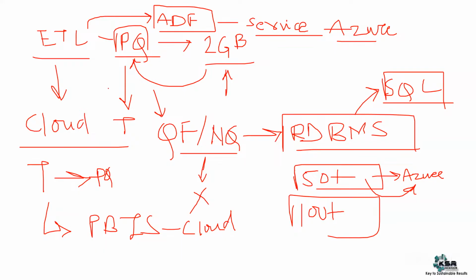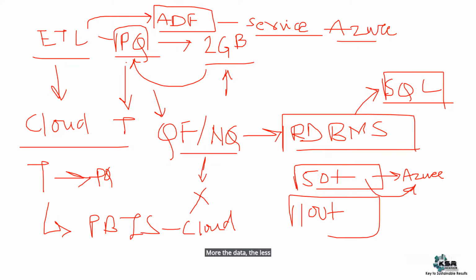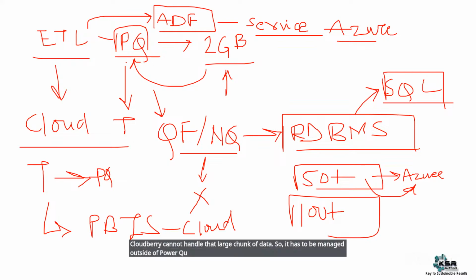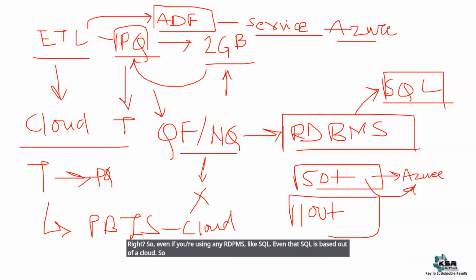And why do we need a cloud? Again, we have seen, right? There is a limitation of Power Query. The more the data, the lower the performance of Power Query. Power Query cannot handle that large chunk of data. So it has to be managed outside of Power Query, which is nothing but our cloud services. Even if you're using any RDBMS like SQL, that SQL is based out of a cloud. So somewhere you will touch that cloud, and at the end of the day, you will again touch that cloud to publish your services.